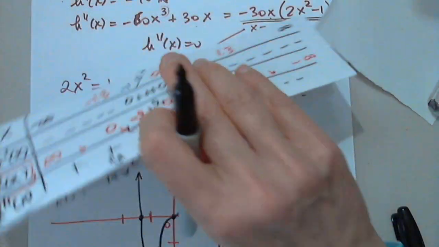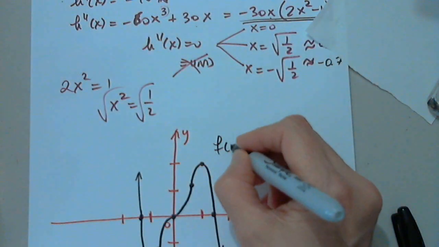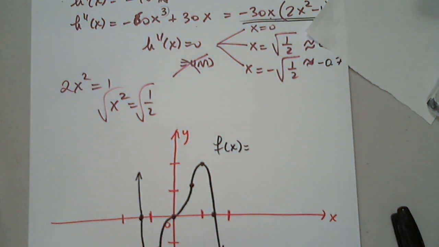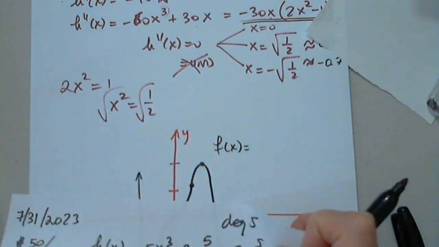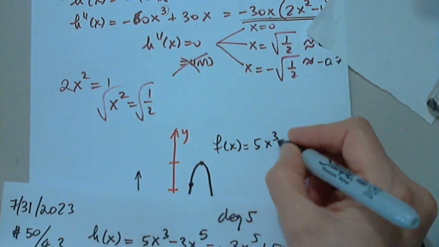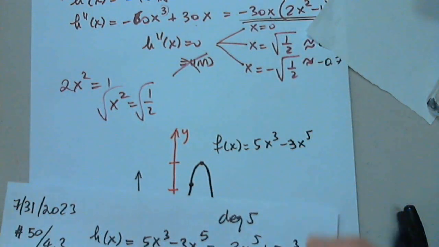Very nice graph. So this is f of x. See, 3 pages ago, who cares? Nothing else matters at the table. So now I can copy 5x cubed minus 3x to the 5th.